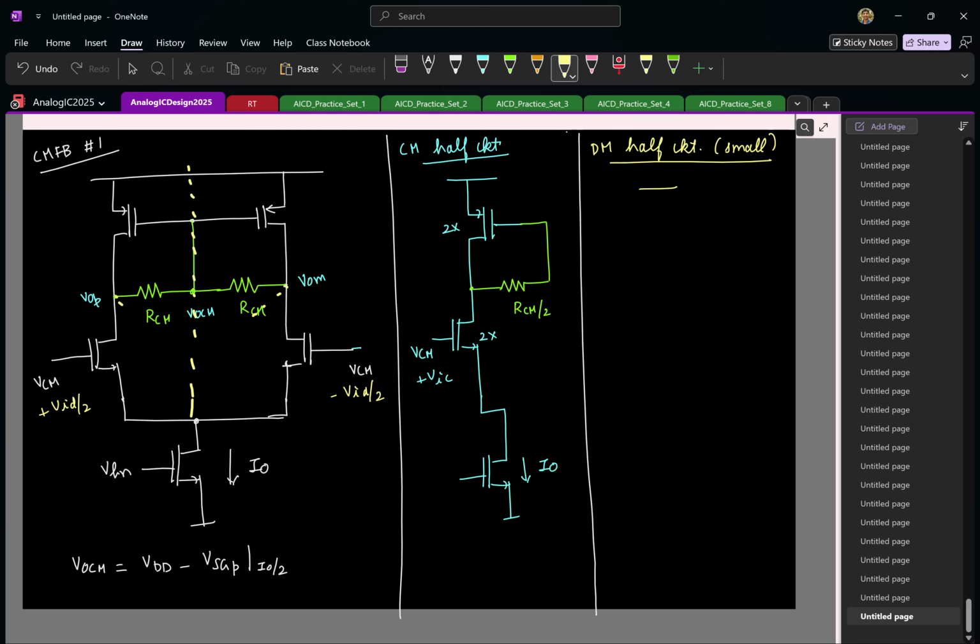So again, source is incrementally ground for the PMOS. The NMOS is here, and the source is ground. And I'll take only one half. So this is VID by 2. So I'll call this half the output, right? Or I call it VO plus, doesn't matter.